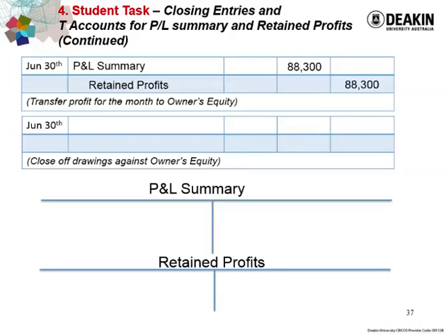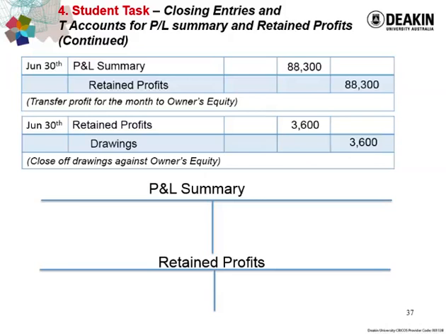Because we also have a drawings account, it needs to be closed to the retained profit. So we debit retained profits, credit drawings. Remember, drawings is a contra equity account because drawings has a normal balance at the debit side. To close drawings, we credit drawings and we transfer the amount to retained profits. So that will reduce retained profits by $3,600.